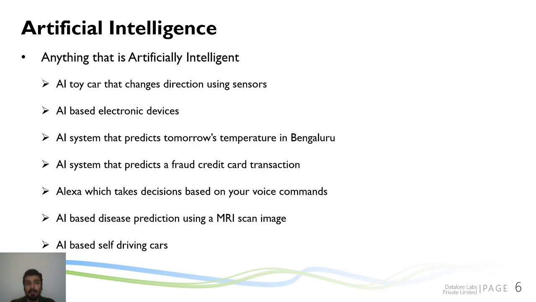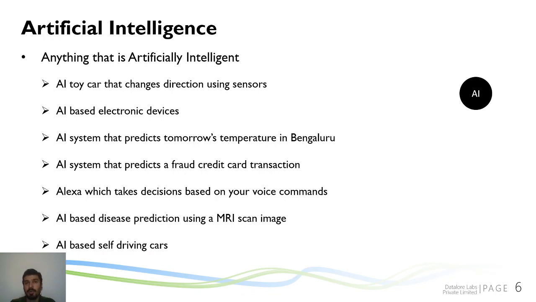Now if you see all these examples, I've put them in increasing order of their complexity. So which among all these examples is artificial intelligence? All of them, right? Because every system here is intelligent. It does an intelligent job, or a smart thing, right? So all these examples are artificial intelligence.